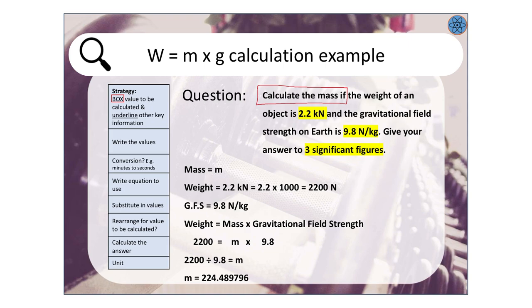And then in a calculator, I can see that it's 224.4897, etc. Now, we need to remember, once we're calculating the answer, to read the question again. And it said three significant figures, so we can turn that to 224. And the last part of our strategy is to remember the unit. So mass is measured in kilograms.